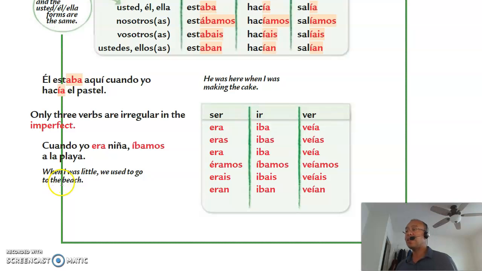Notice, when I was little, we used to go to the beach. Cuando yo era niña, because you're referring to when you used to be a little kid, right? Íbamos a la playa. We used to go. The verb íbamos. We used to go to the beach.